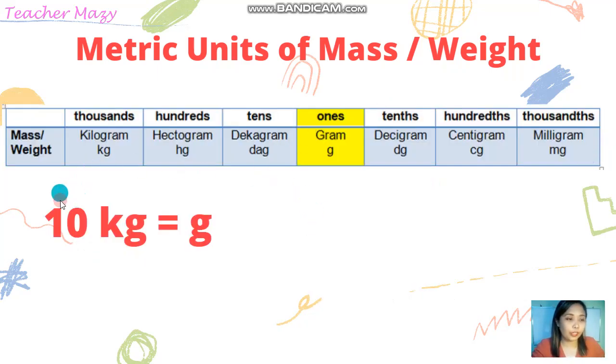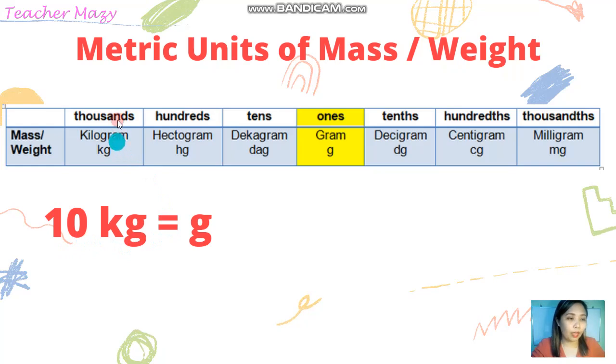So, let's convert 10 kilograms. So, the base unit for weight is gram. Ayan. And then, idinagdag siya sa mga prefixes natin, yung given prefixes natin. So, we have kilogram, hectogram, decagram, decigram, centigram, and milligram. Okay, so we have a given here. So, let's convert 10 kilogram to grams.